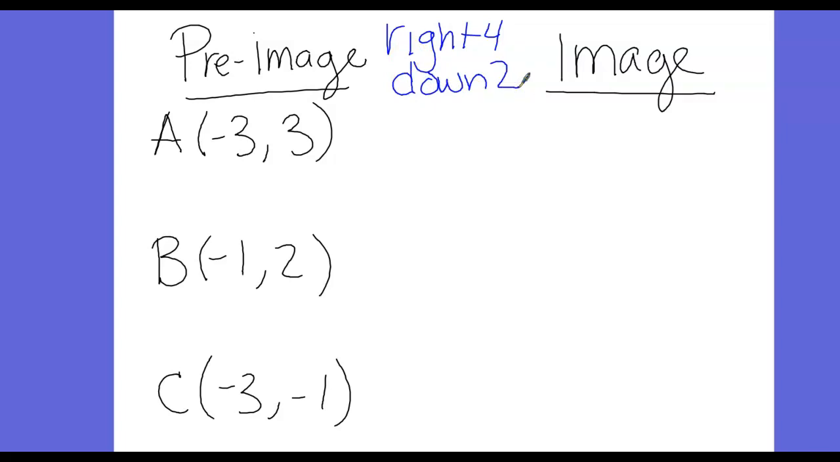Again, right, which coordinate does that one affect? X or Y? X. And if it's right, is it going to be plus or minus? If you're going to the right, it would be add. So we're going to add 4 to all of these X's. So I would write +4 with your pen under all of those. Now it says I'm going down 2, so down affects the Y, and down means plus or minus? Minus. So I'm going to subtract 2 from all of my Y's.